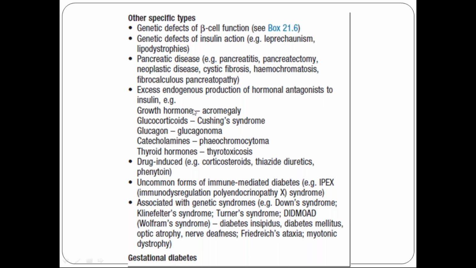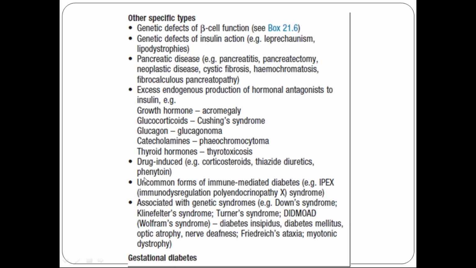That is growth hormone, which is an insulin antagonist, leading to acromegaly; excess production of glucocorticoids, leading to Cushing syndrome; glucagonoma, that is increased glucagon production; catecholamines, in pheochromocytoma; and thyroid hormones, in thyrotoxicosis. If there is excessive endogenous production of growth hormone, glucocorticoids, glucagon, catecholamines, and thyroid hormones, it also causes decreased insulin action. And there is drug-induced diabetes, in conditions like corticosteroids, thiazide diuretics, and phenytoin.